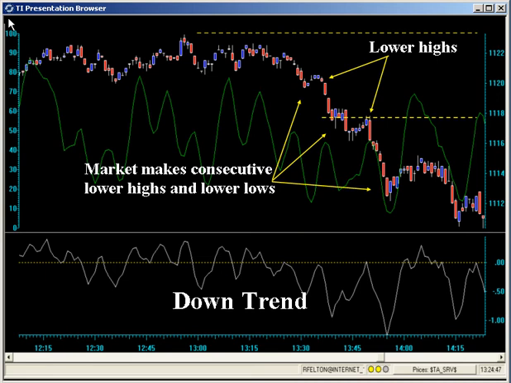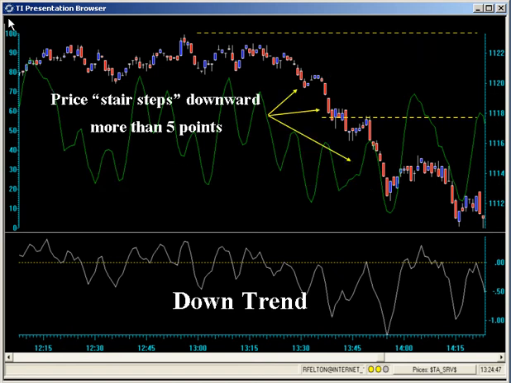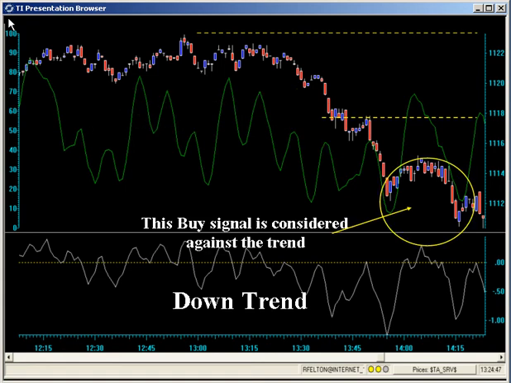So when price breaks through 1118, we will have moved more than 5 points, and we will have a downtrend by definition. Here, at about 1418 on our timeline, we have a buy signal going against our trend, and we will ignore it.